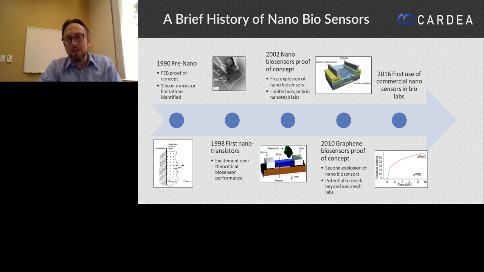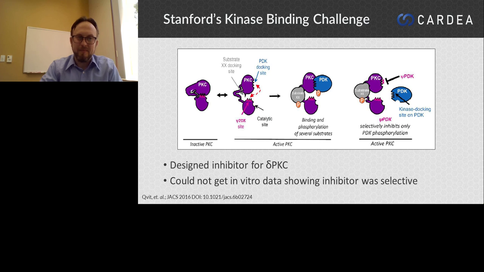But this time we also felt like there was potential to reach beyond the nanotechnology labs because we believed graphene could be manufactured and turned into something that would operate outside of a nanotechnology group. Something manufacturable and commercializable. And in 2016, we got to the first use of a commercial nanosensor, a real digital biosensor, in a biology lab. I want to tell you a little bit about that experience because I think this is the first time that a digital biosensor was actually used by a biologist.